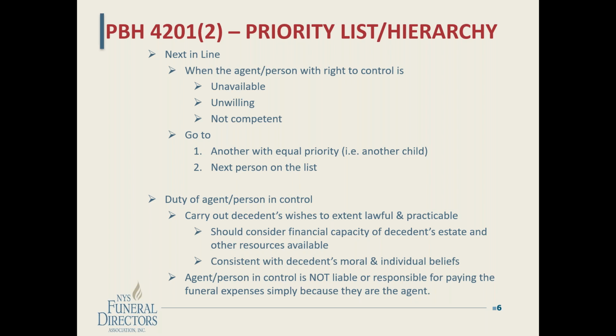Last two points that were reiterated about the law: when someone is unwilling or unable to carry out the wishes of the decedent, the court must proceed to the next applicable person on the hierarchy list. And then lastly, the person in control of disposition must faithfully carry out the directions of the decedent in a way that's in line with the moral and individual beliefs and wishes of the decedent, which is what I mentioned on the slide.